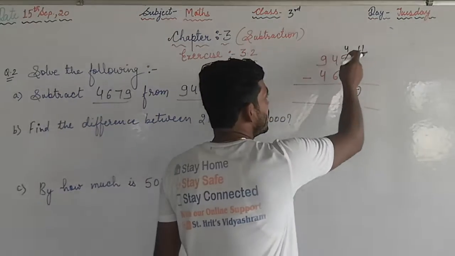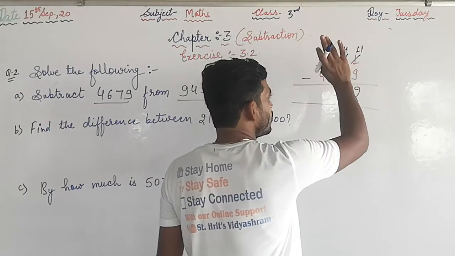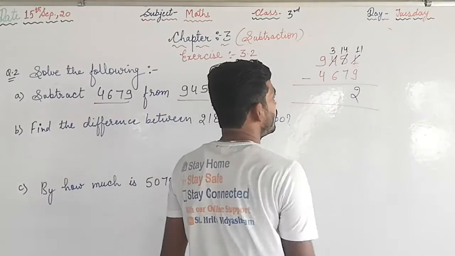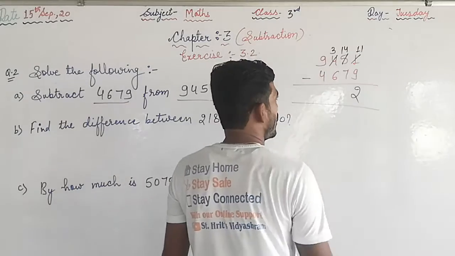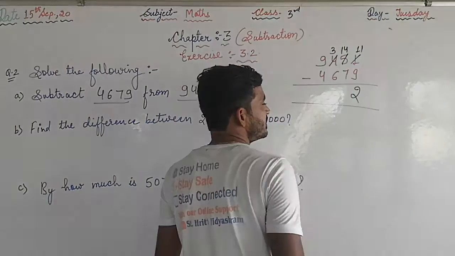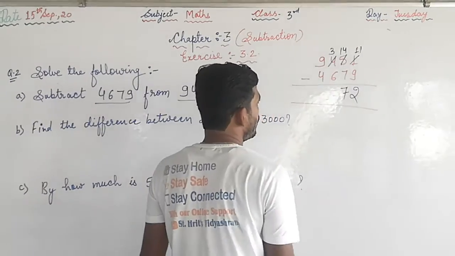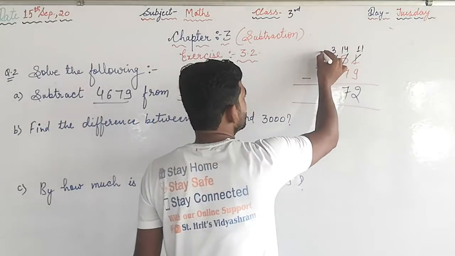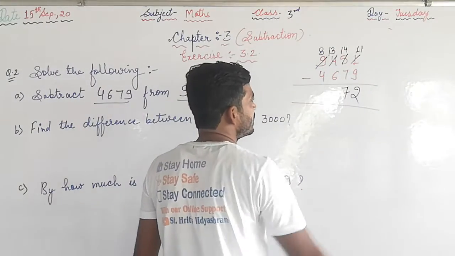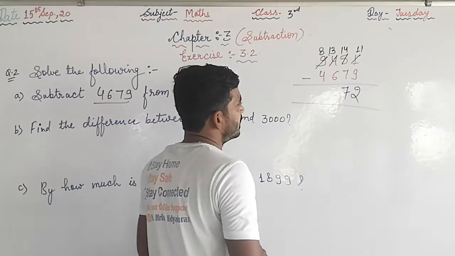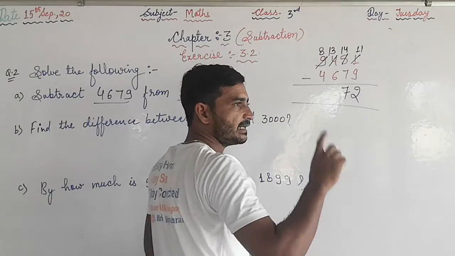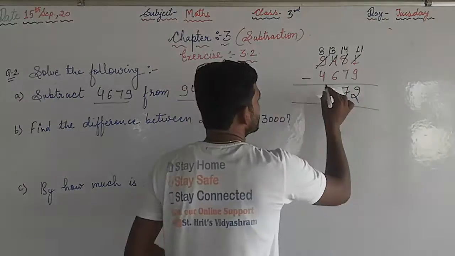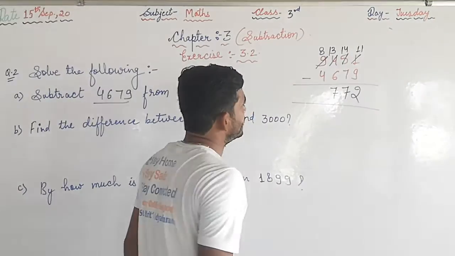Now is it possible to subtract 7 from 4? No, it's not possible. So we take carry, and here it has become 13 and here it has become 14. 7 you have to subtract from 14. So what's your result? That is 7. Now here it's also not possible, so we take carry from the next number. Here it has become 8 and here it becomes 13. Now you have to subtract 6 from 13. 6, 7, 8, 9, 10, 11, 12, 13. What's your result? 7.